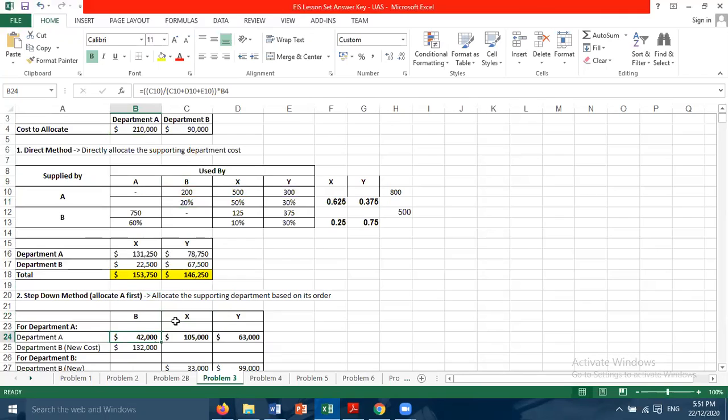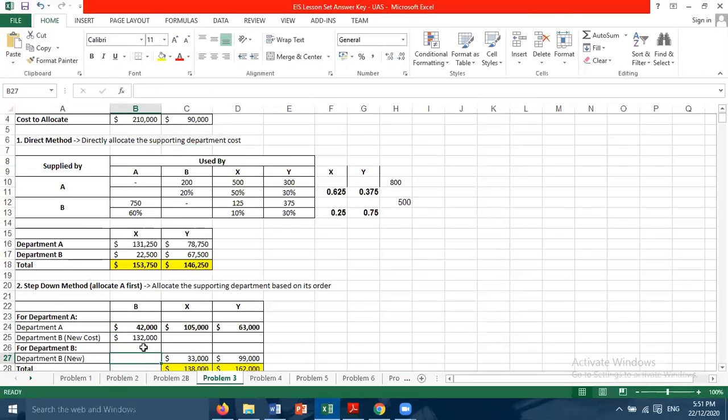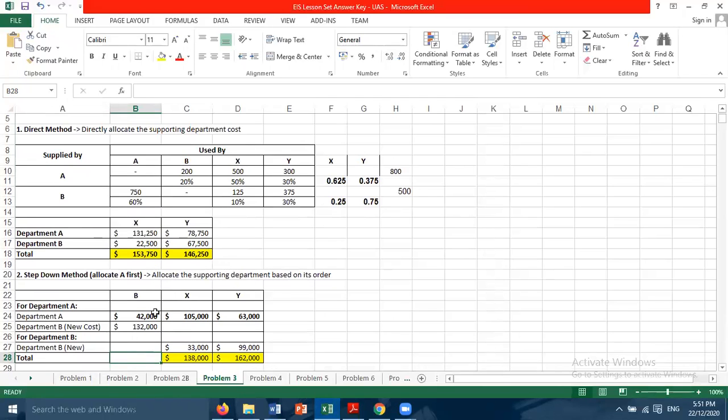Now, what we do after this is we need to add the cost to allocate from department B with the new cost allocated. In this case, as you can see, since B is allocated 42,000 costs from department A, we just add 90,000 with 42,000 to get 132,000. Now, however, in the step-down method, the cost from department B is not allocated to department A, since this time we prioritize department A only in the step-down method. So what we do is the 132,000, we just need to instantly allocate to the two operating departments only.